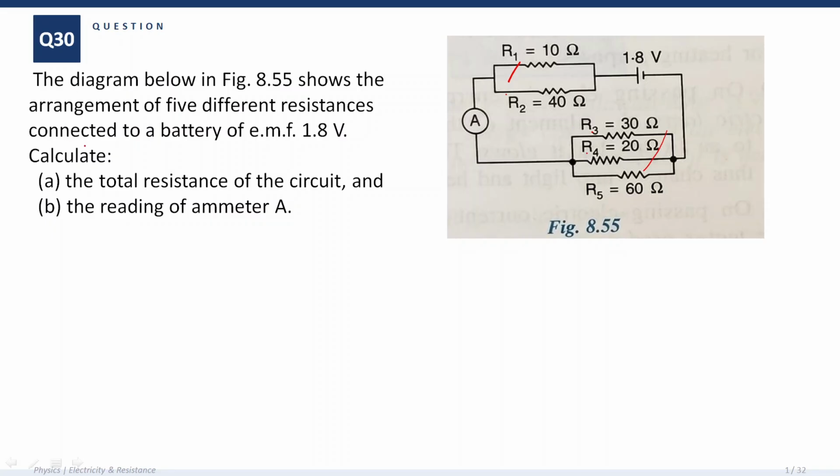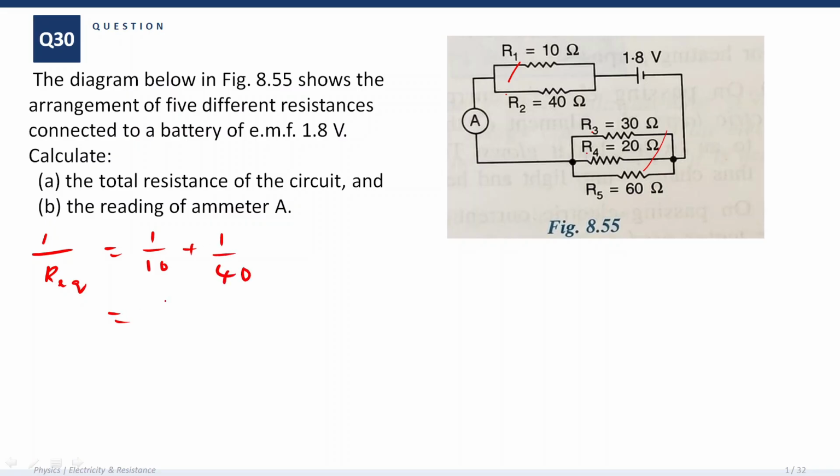Okay. First, I will find the equivalent resistance between 1 and 2. So 1 by R equivalent equal to 1 by 10 plus 1 by 40.